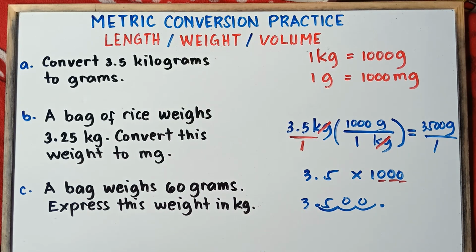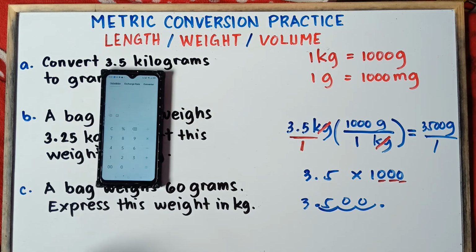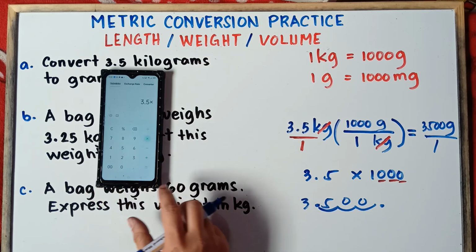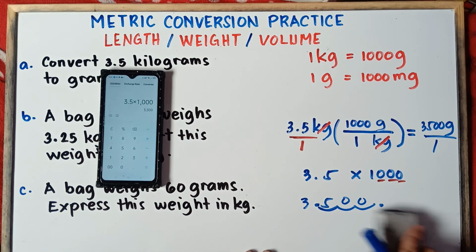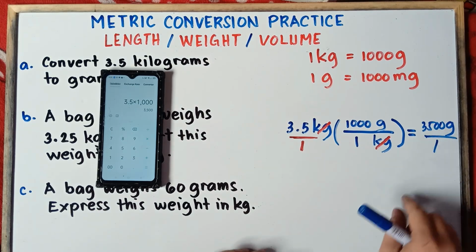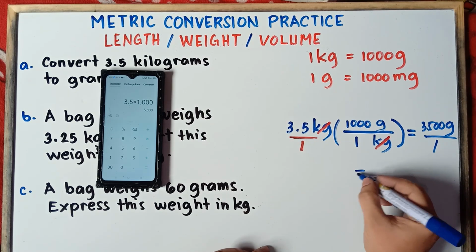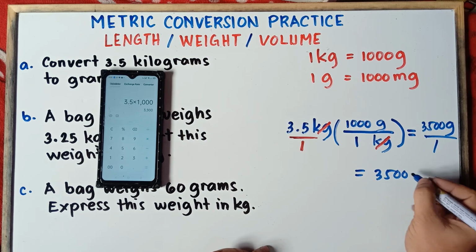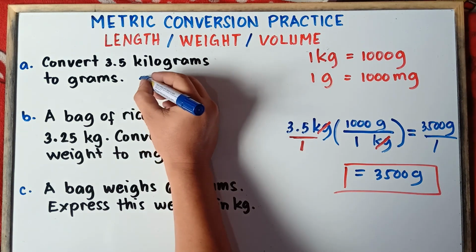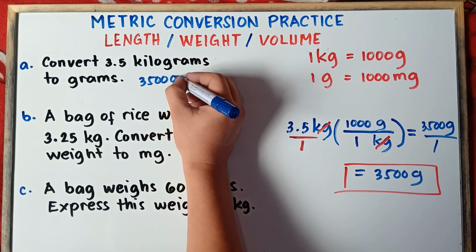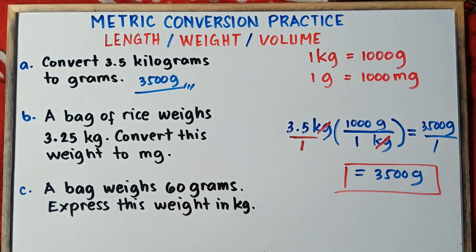But once again, class, if you're confused, you can simply use your calculator. 3.5 times 1,000, you will have the same answer, 3,500 grams, and then divide by 1. So 3,500 grams divided by 1, the answer is 3,500 grams. That's it, class. That's the answer for letter A, class. The answer is 3,500 grams. All set for letter A.